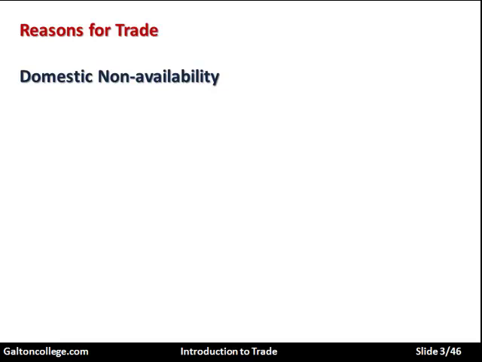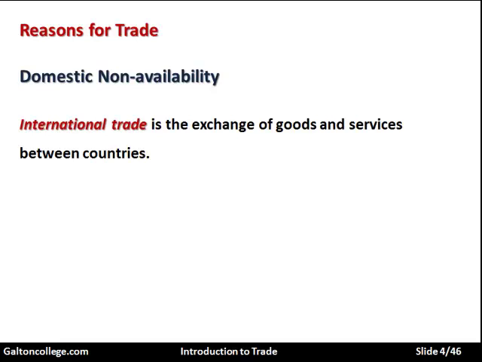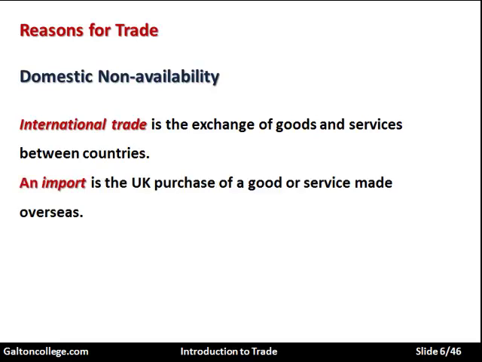Non-domestic availability is one. So international trade is the exchange of goods and services between countries. That's all it is. It's the exchange of goods and services between countries. An import is the UK purchase of a good or service made overseas. So in the context of the UK, imports are goods produced in other countries that are imported into the UK. They're imported and paid for in the UK.